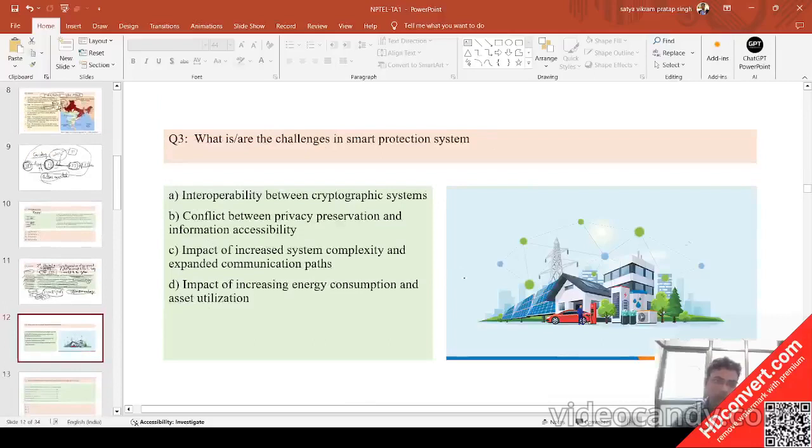Coming to the next part, of the smart protection system. Four statements are given, and you have to tell me what the challenges are, whether A, B, C, D all are the challenges to the smart protection system, or only A is the challenge to the smart protection system, or C or D. I will explain further after you give your answer. Please try this question.